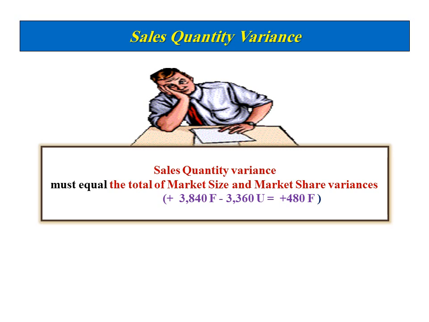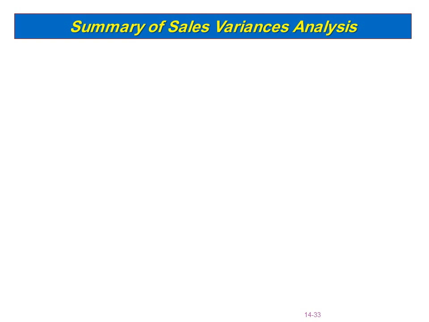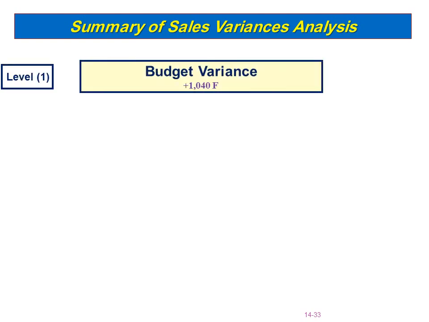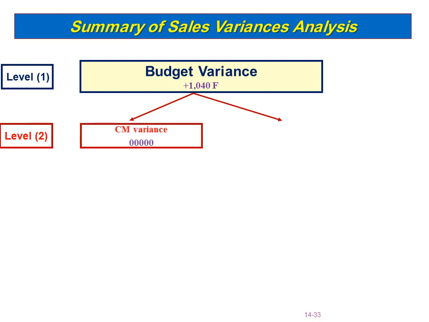If you remember, I have 4 levels. What is the first one? This is my amount of budget variance. What are the reasons of budget variance? 2, contribution margin variance. Here I don't have it. And sales volume variance.